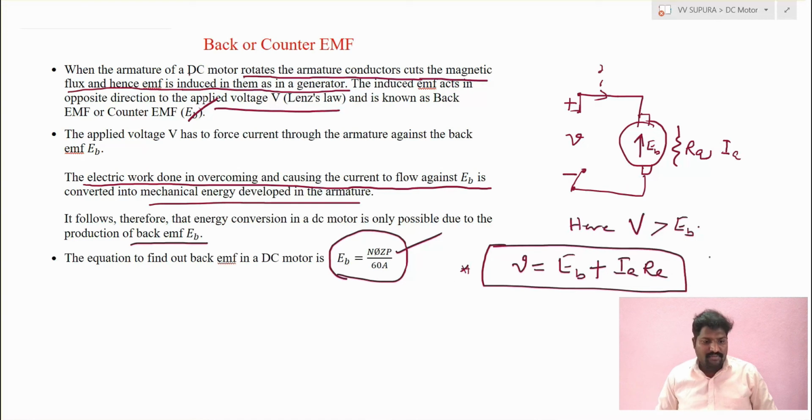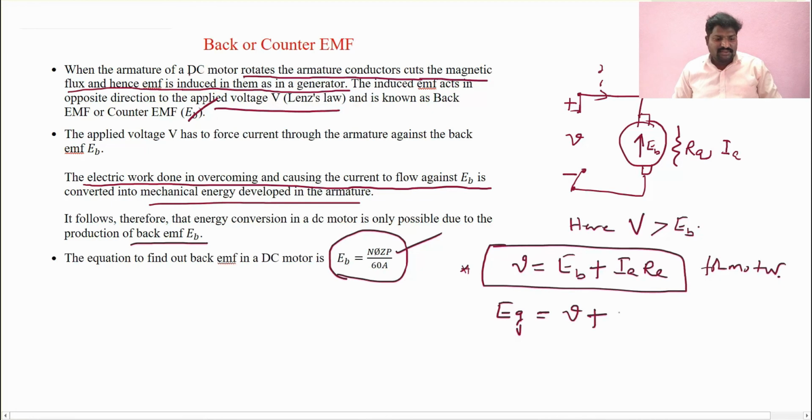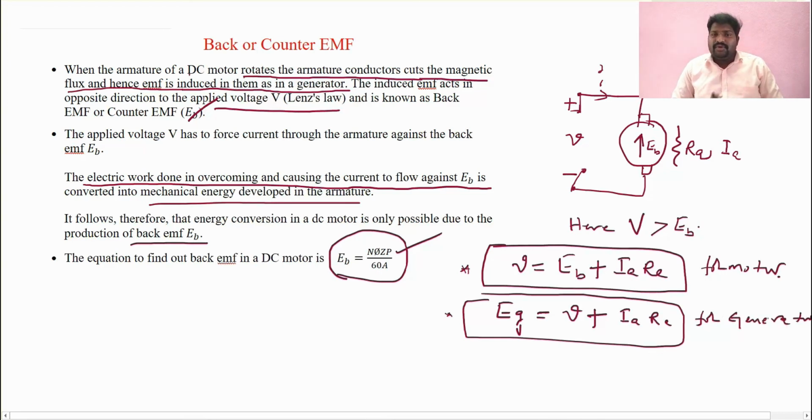This is for the motor. But in the generator, the EMF generated in the armature, Eg, is equal to terminal voltage plus Ia Ra. This is for the generator. We have to understand there is a generator action in the motor.